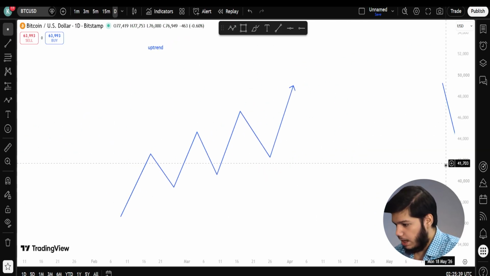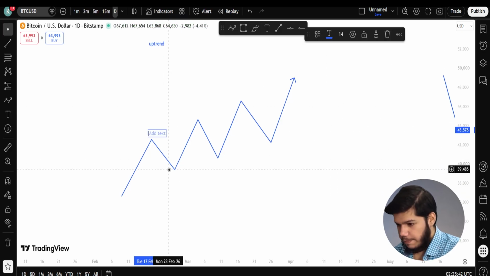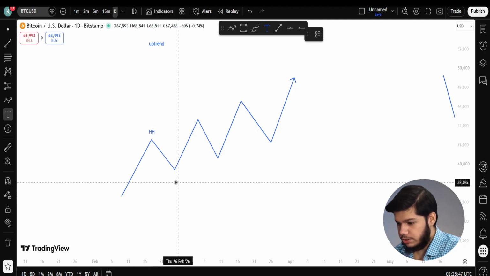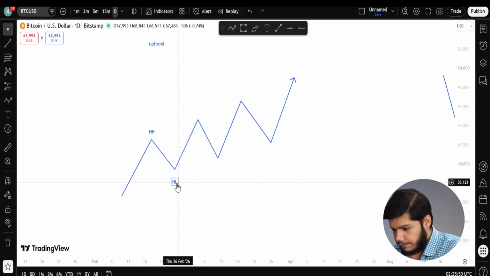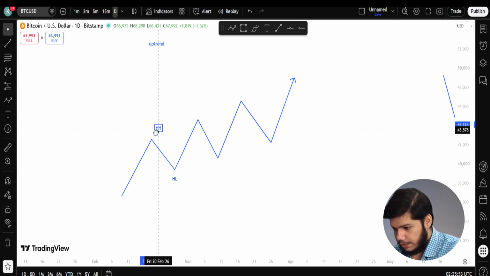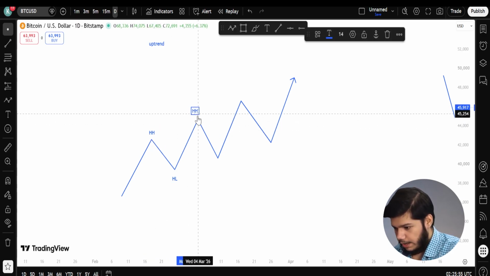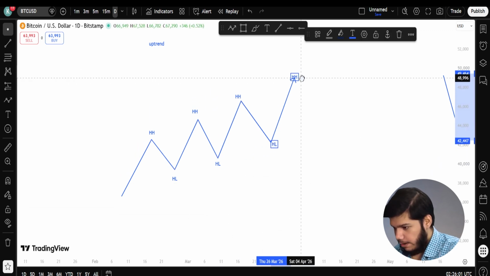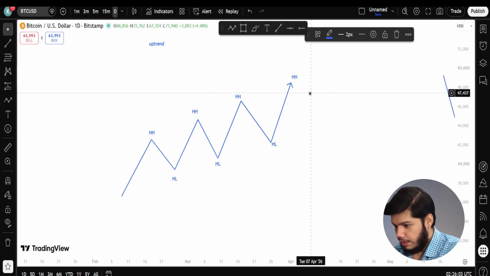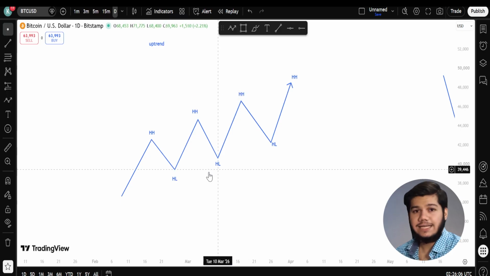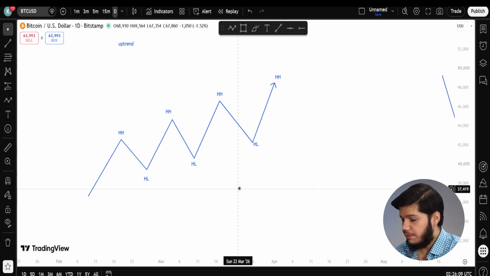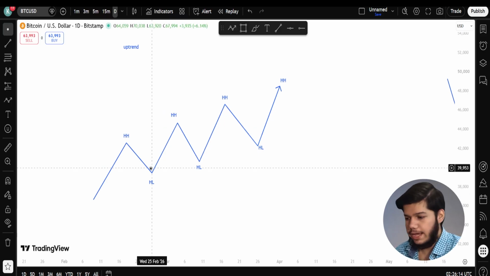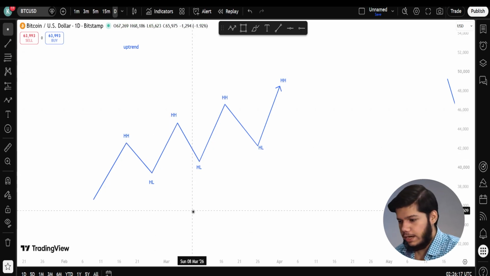If we're talking about the uptrend, let me mark it right here. The higher highs are denoted with HH, and the higher lows are denoted with HL. Let me adjust it a little bit. Okay, so these are higher highs and higher lows. In price action, when you're looking at an uptrend, price is judged and marked by these two characteristics, the higher highs and the higher lows.